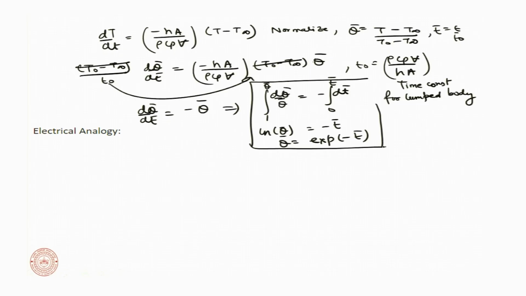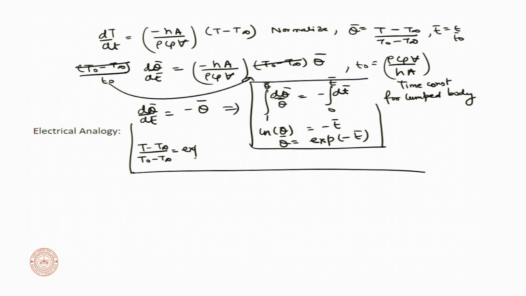Okay. We will come to the electrical analogy in a second. Now, if we renormalize this expression, theta bar is T minus T infinity. So we will have (T minus T infinity) over (T naught minus T infinity) equals exponential of minus t by t naught. What was t naught? Rho CpV over hA. So it will be hA into t over rho Cp into V. So this becomes our expression.